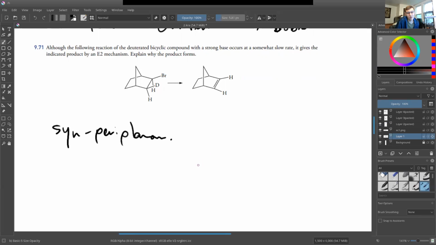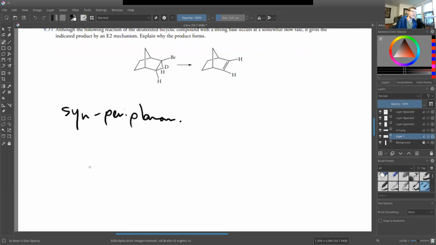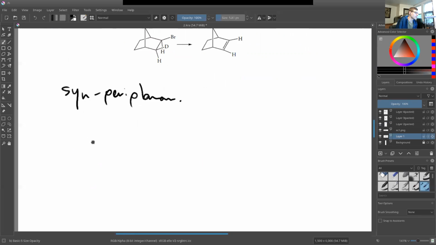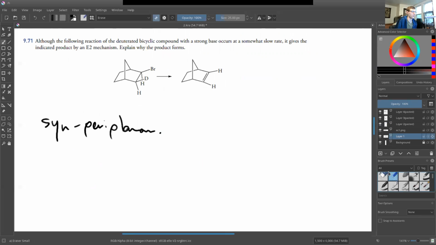Okay, and now we have to think about why do we do anti-periplanar or syn-periplanar in the first place? What is the reason that even happens? Well, so this is syn-periplanar E2.